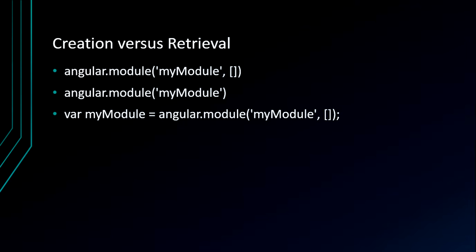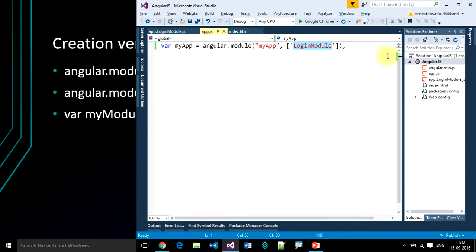Then if you want to store that module inside some variable, you can write it like this: some variable equal to angular.module of my module. We created it like that. This angular.module will actually create my app module, then store it into this variable. In the case of this one also, it will create this module, then store it into this variable.